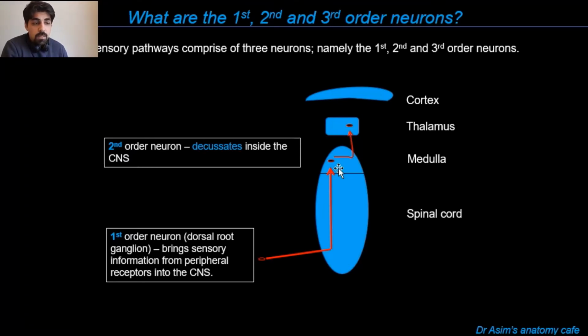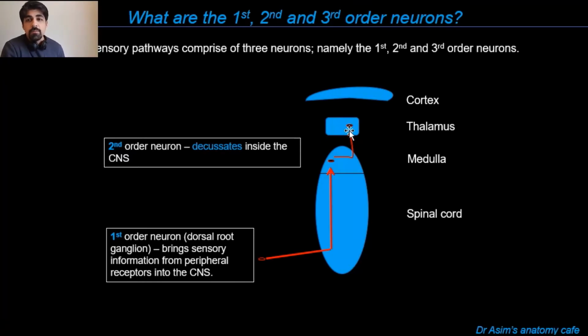This crossing is known as the decussation of the sensory pathway, or in case of a motor pathway, the decussation of the motor pathway. Because of this, we see that the right side of the brain is linked with controlling the left side of the body, and the left side of the brain is linked with controlling the right side of the body in most of the cases. The second order neurons, in case of sensory pathways, are going to then project to the thalamus, where the cell body of the third order neuron is present.